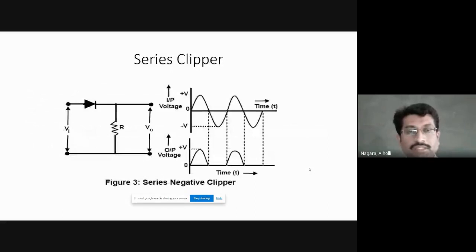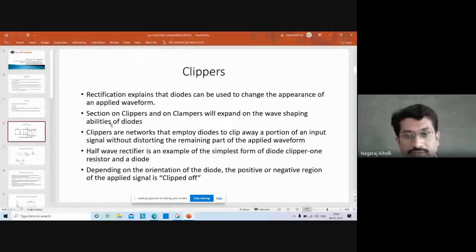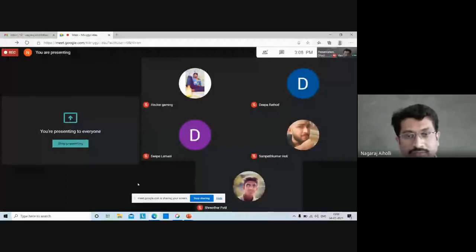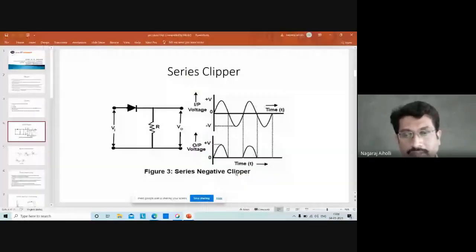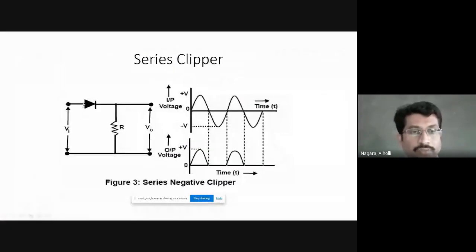So let us start with the series clipper circuit. This is the series clipper circuit, and this is how the diode is connected, positive and negative of the diode. When we apply the input signal to this circuit, the diode will be forward biased, and it will conduct only for the positive half cycle. Positive to positive, negative to negative, the diode is forward biased and it will conduct. So when the diode conducts, we get the output. Whatever positive portion of the input we are applying is obtained at the output, across the load.